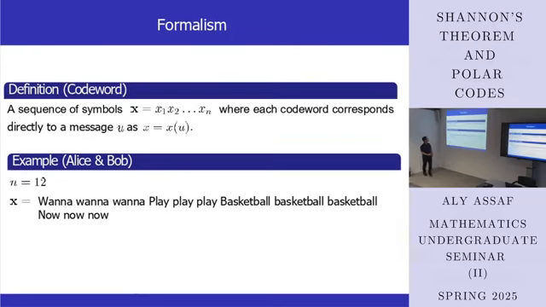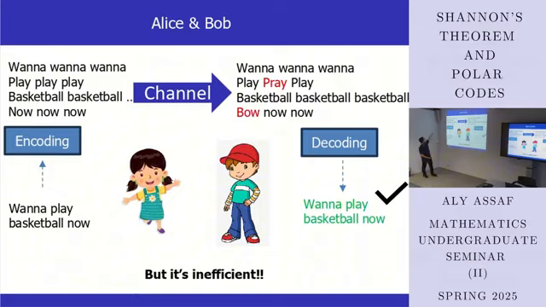Now, what is a code word? A code word is a sequence of symbols as well, but the difference is that in our example here, 101, play basketball, and so on, that is our code word, and it's mapped directly, created from the original message.